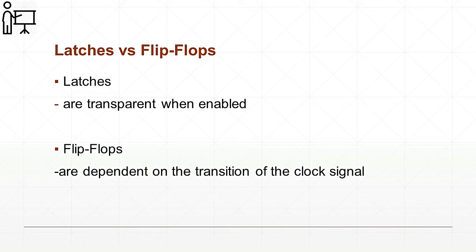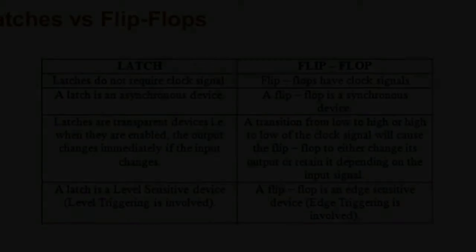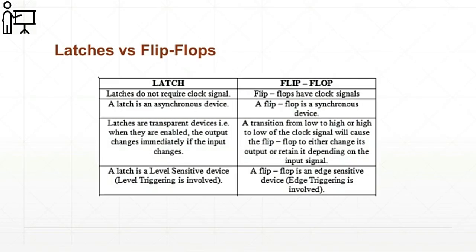Latches and flip-flops are both 1-bit binary data storage devices. The main difference between a latch and a flip-flop is the triggering mechanism. Latches are transparent when enabled, whereas flip-flops are dependent on the transition of the clock signal, that is either positive or negative edge. The modern usage of the term flip-flop is reserved for clocked devices, and the term latch is used to describe much simpler devices. Some of the other differences between latches and flip-flops are listed in the below table.